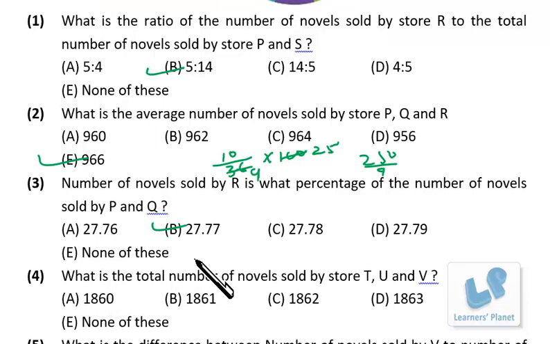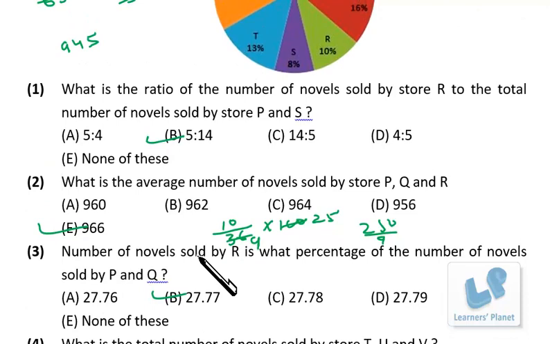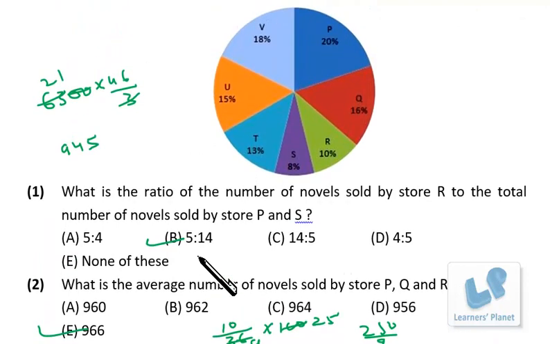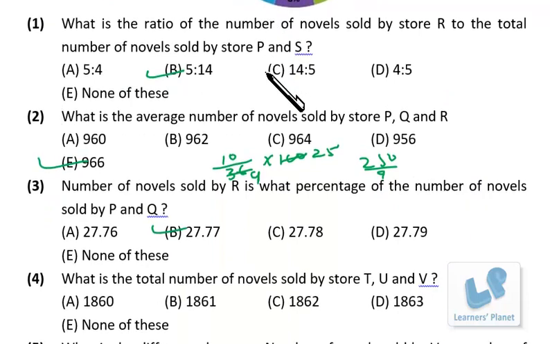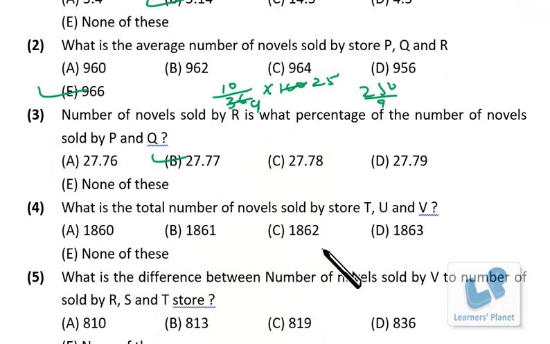What is the total number of novels sold by T, U and V? T is 13, 15 and 18. So 13 plus 15, 28, 28 and 18, 46. So 46%. Okay. So 6300 into 46. Percentage I remove two zeros. Unit digit of your answer must be 8. That's not there among the options, so it's none of these.